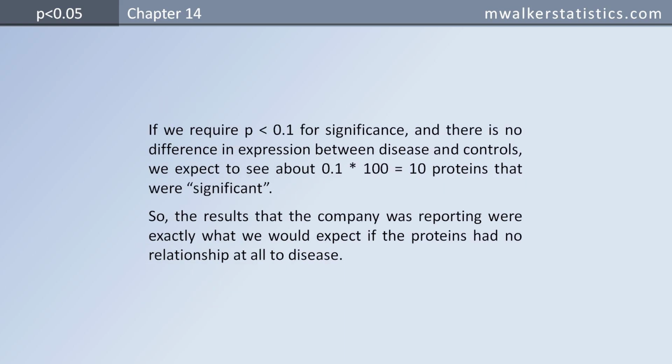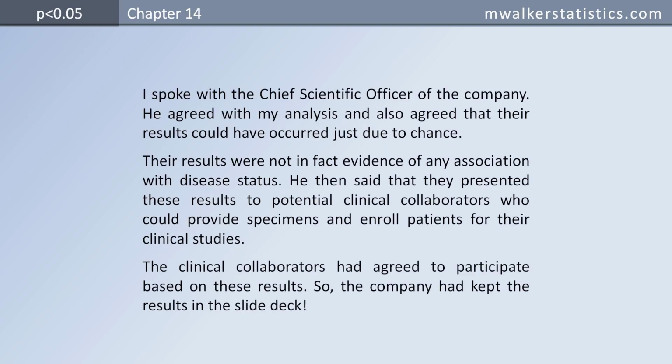If we require p less than 0.1 for significance, and there is no difference in expression between disease and controls, we expect to see about 0.1 times 100 equals 10 proteins that were significant. So, the results that the company was reporting were exactly what we would expect if the proteins had no relationship at all to disease. I spoke with the chief scientific officer of the company. He agreed with my analysis and also agreed that their results could have occurred just due to chance. Their results were not, in fact, evidence of any association with disease status.